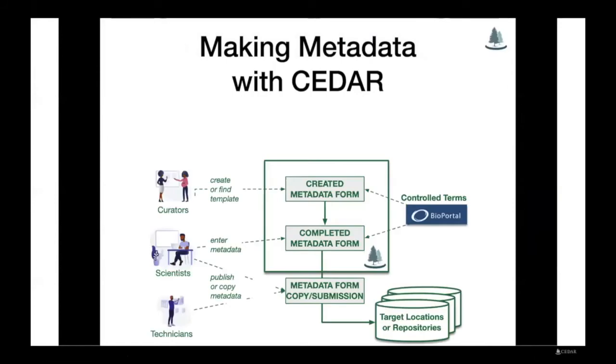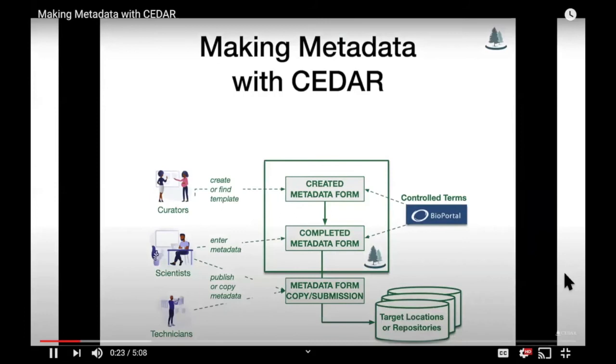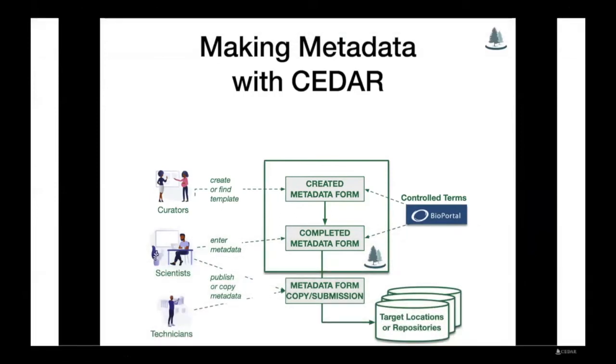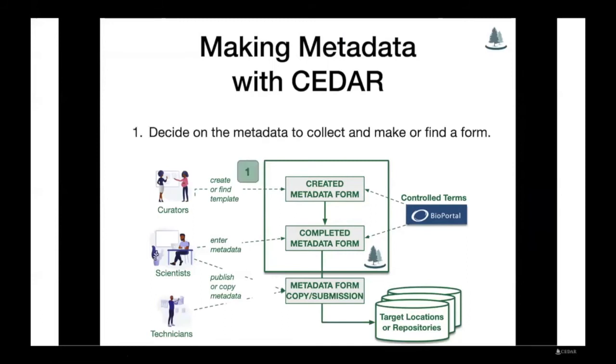What we're showing here is the 3 steps that you can perform with CEDAR to make metadata. The first step that you have to perform is to decide on the metadata that you want to collect and make some kind of a form for that. This is pretty classic, to have to make a form to collect information. Yeah, and that's very much the metadata for machine idea as well. That's where we would create those forms.